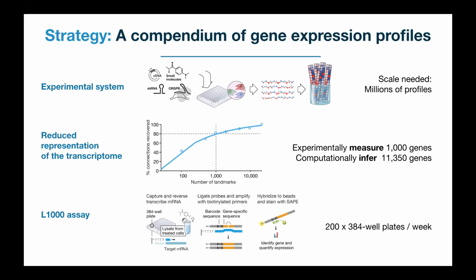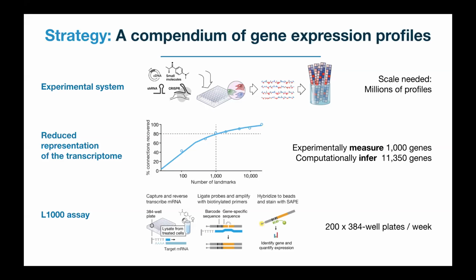And so to facilitate this, we developed a new assay called L1000, which is based on the Luminex system, where we're measuring only a subset of the transcriptome of about 1,000 predetermined genes that are representative of the remainder of the transcriptome. And then using those 1,000 landmark genes, we then computationally infer about 11,000 remaining transcripts to get a more complete picture of what's happening to the transcriptome.